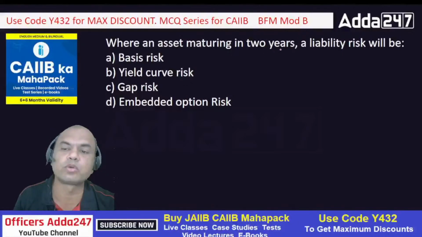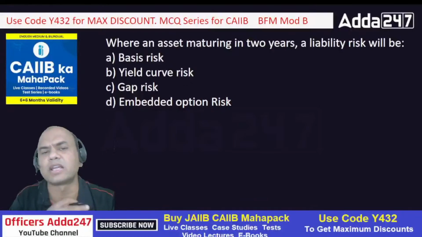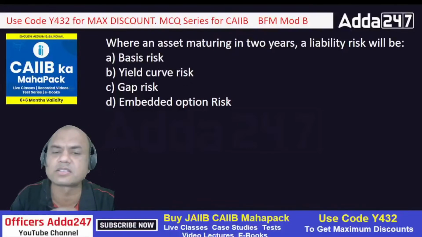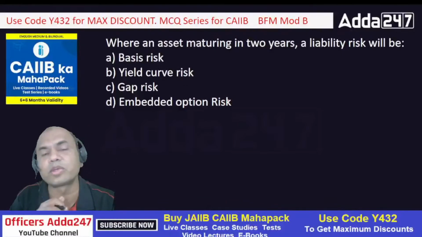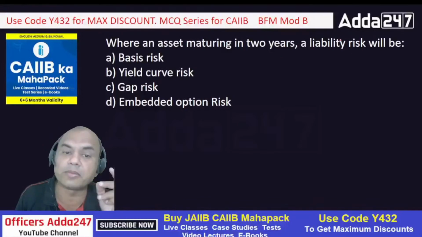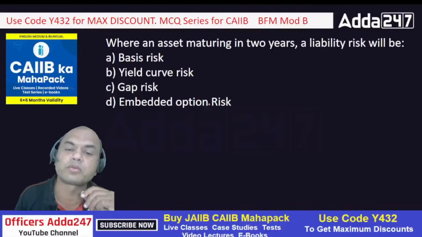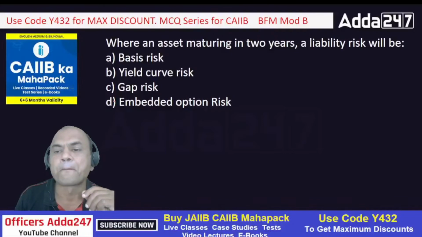Where an asset is maturing in 2 years, the liability risk will be? What do you get by this? When an asset is maturing in 2 years, a liability risk will be basis risk, yield curve risk, gap risk, embedded option risk. So what can be this risk? Where an asset is maturing in 2 years means now my loan. Asset means what? Loan. My loan is maturing in 2 years. So what can be the liability risk to me? The liability risk to me can be basis risk, yield curve risk, gap risk and embedded option risk. What can be the answer over here?